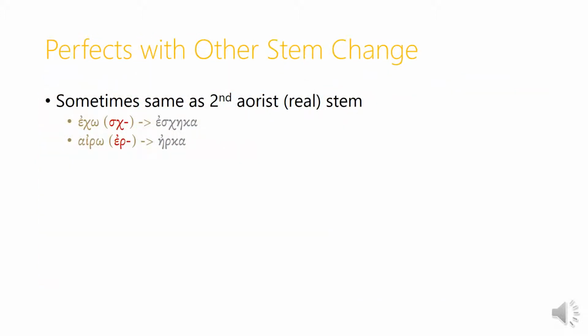Now, there are some situations in which we have slightly different stem change, even though we're still dealing with a first perfect form. So sometimes the stem that is used in the first perfect is actually the same as the second aorist stem. So if a verb uses the second aorist, it may still have a first perfect, but use the second aorist stem. Echo is an example of this, where the second aorist stem was sk, and in the second aorist then we had eskon.